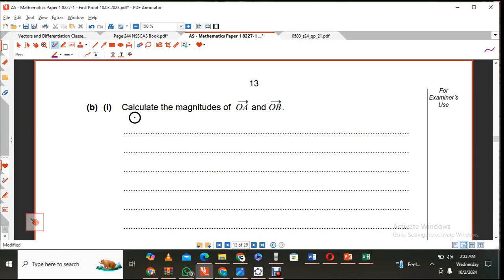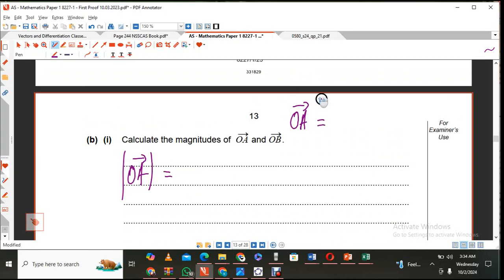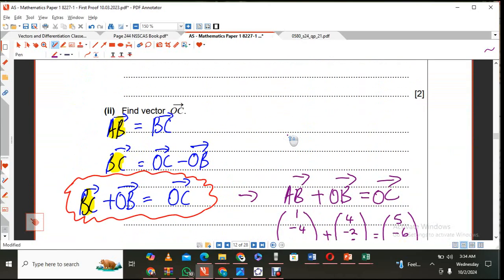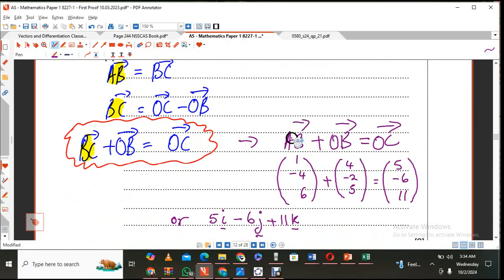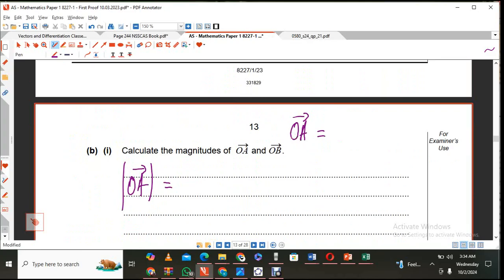Anyway, in order for us to find the magnitude of vector OA, we're going to take the magnitudes. Obviously, there's a concept of Pythagoras in here. Let me quickly go back and see what vector OA is. I'm going to go right so you don't make a mistake. It's 3, 2, minus 1. So I'm going to write it as a vector: 3, 2, and minus 1.